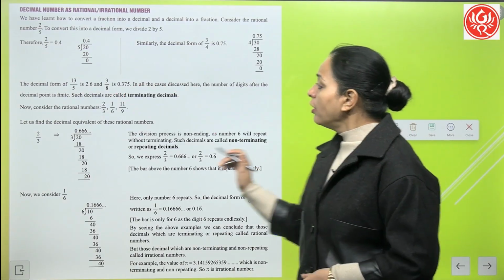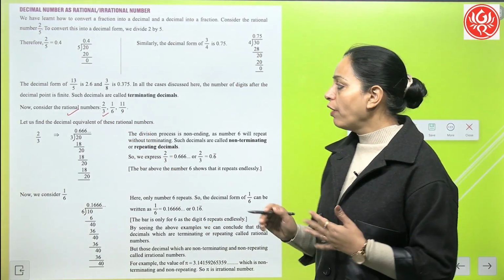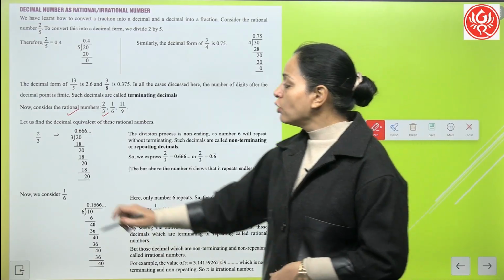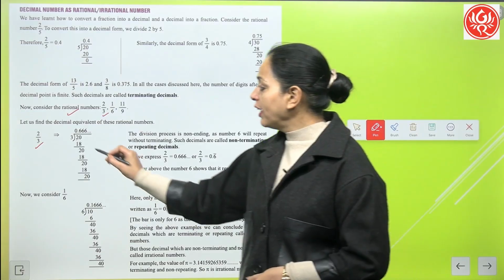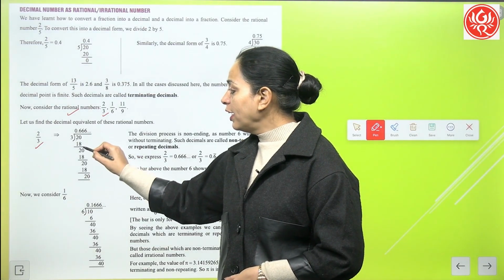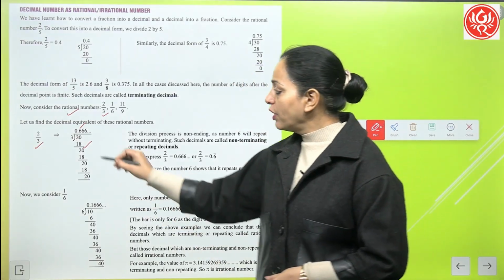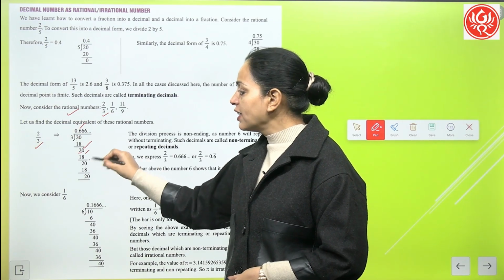Now next take the rational numbers 2 upon 3, 1 upon 6, 11 upon 9. अब इनको चेक करते हैं. So 2 upon 3 means divide 2 by 3. So हम क्या करेंगे? Decimal लगाएंगे. Then it becomes 3 6 are 18, 0.6. Then 2 आ जाएगा. Then take 0, again 20, 3 6 are 18.